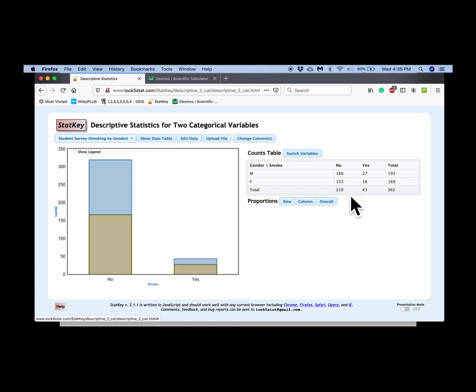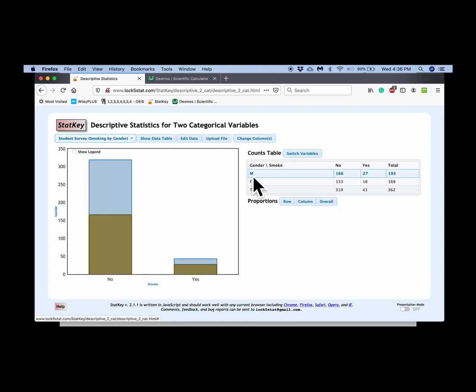All right. What proportion of the males are smokers? Now I'm going to show you how to do this in a couple of different ways. First, we're going to do it just by looking at this table, and then I'll show you how we can use StatKey's built-in proportion calculators. But I think it's easier at this point just to concentrate on getting the information out of this table and just doing the calculation ourselves. Okay, so what proportion of the males are smokers?